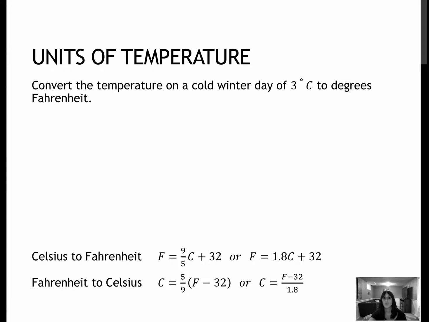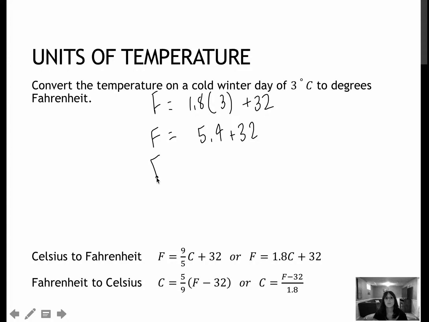Now we have a very cold winter day that is 3 degrees Celsius. How many degrees Fahrenheit is that? Now I'm going from Celsius to Fahrenheit, so I'm using either of these two equations. To find Fahrenheit, I'm going to take 1.8 times 3 in this case, and then add 32. So 1.8 times 3 is 5.4, plus 32. So my answer would be 37.4 degrees Fahrenheit.